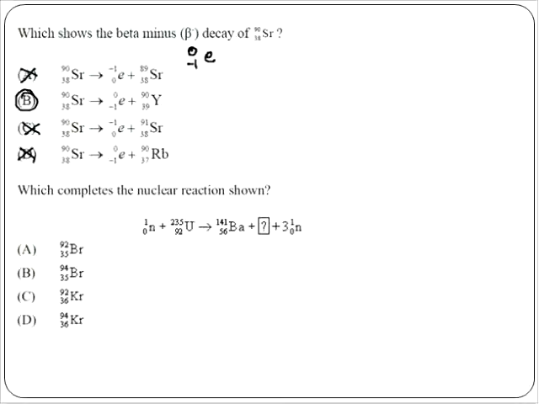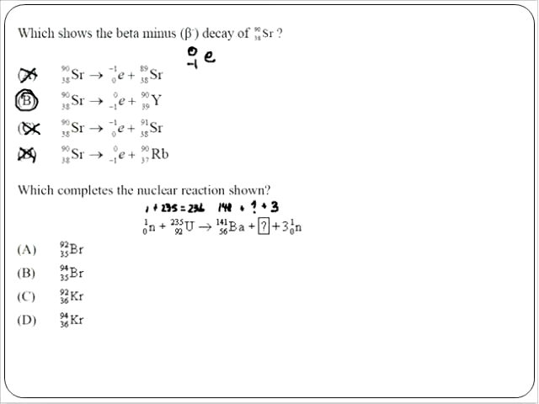Let's look at the bottom one on the screen. Which one of those would complete that nuclear reaction? And again, don't worry about the atomic symbol. Worry about the numbers. So let's look at what the numbers should be on top. On top we have 1 plus 235, which equals 236. So we have 141 plus our question mark, plus these 3 neutrons means 3 more.